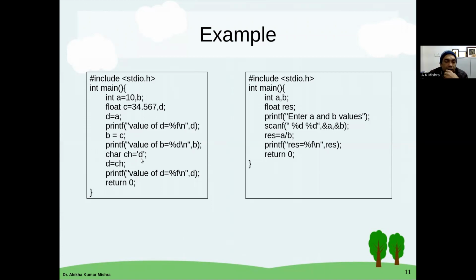Now character ch. Its value is 100. D is of floating point type. When we assign d equal to ch, the ASCII value of ch, which is 100, is treated as a floating point type. So when you print it, d will be printed as the ASCII value of the character, shown as a floating point value. Okay, so let's see this example here.